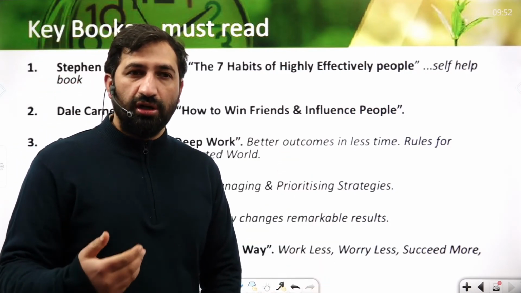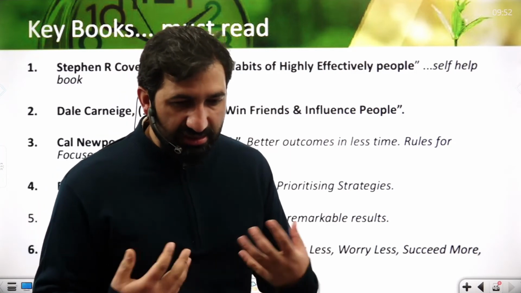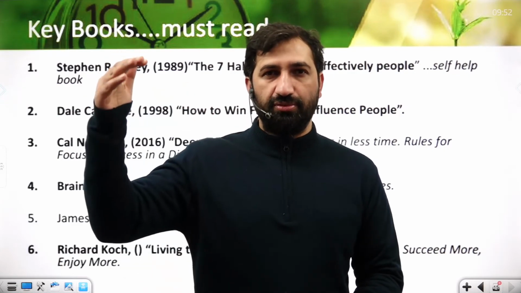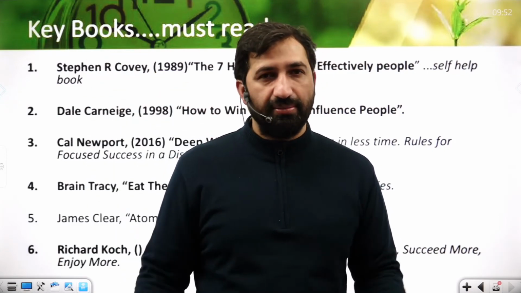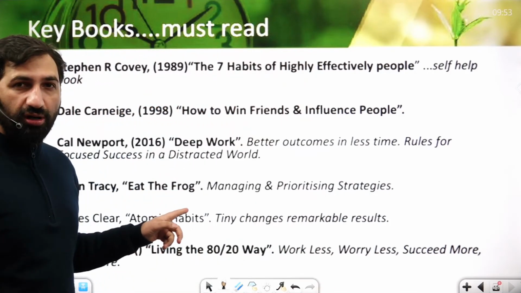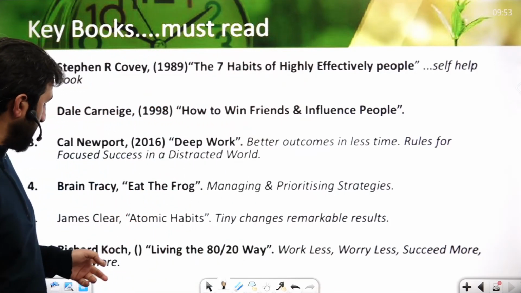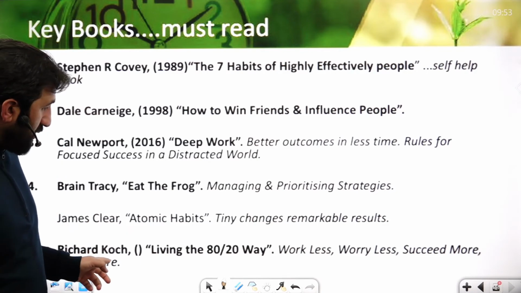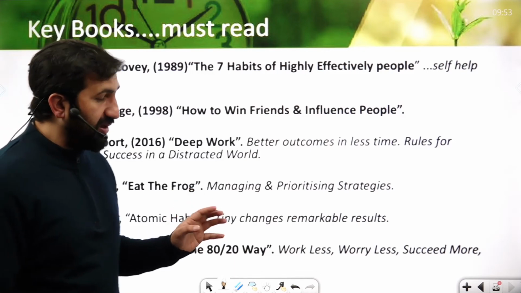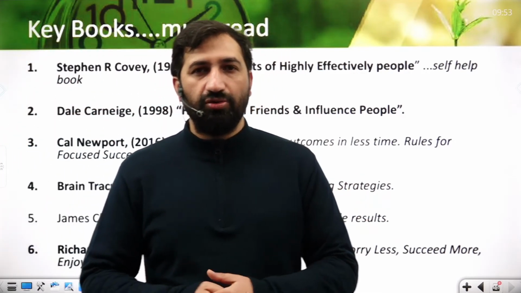You have to do it, even if you are doing your masters in Urdu, your law, your economics, commerce, any subject, be at the top. Once you are at the top, things can be on your side. And there are others, Eat the Frog is again a good book by Brian Tracy. This is a good book, Living the 80-20 Way. Again, you can see a good number of books available which you can easily download.